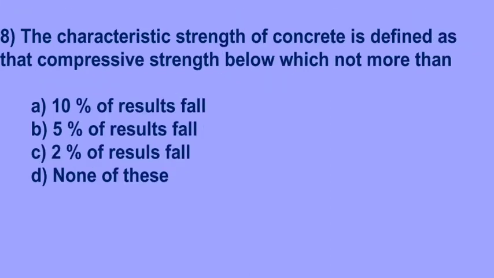Eighth question. The characteristic strength of concrete is defined as that compressive strength below which not more than option A, 10% of results fall, option B, 5% of results fall, option C, 2% of results fall, and option D, none of these. We know that the characteristic strength of concrete is defined as that compressive strength below which not more than 5% of test results fall. So option B is the answer.